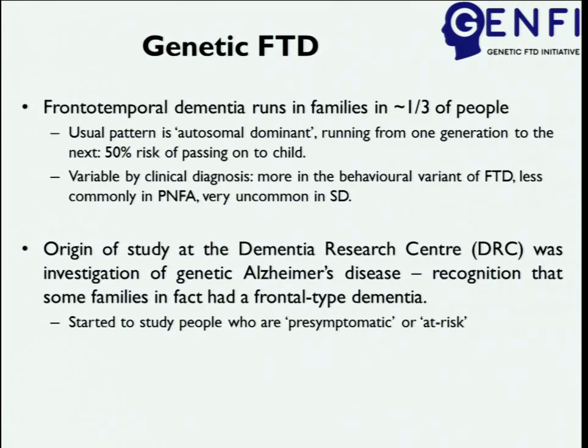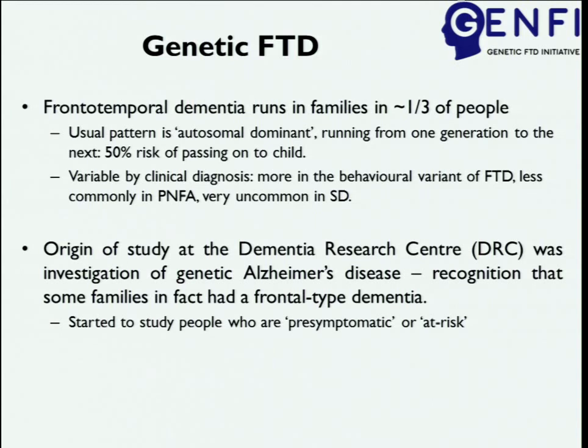Now, if you have genetic frontotemporal dementia, that means that we know that you come from a family, and it means that we can think more about this process, because we can look at people who don't have symptoms yet, but who may well carry the gene. So FTD runs in families probably in about a third of people. In about 2/3 of people, they'll say, no one ever in my family. My parents died when they were old. No one in the family's had FTD.